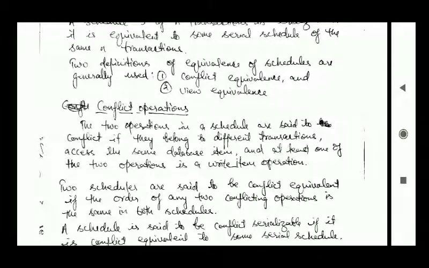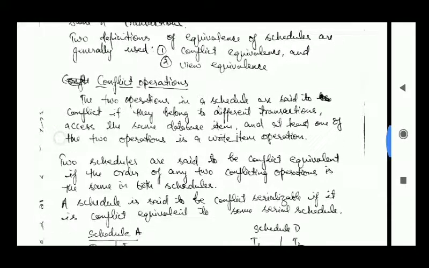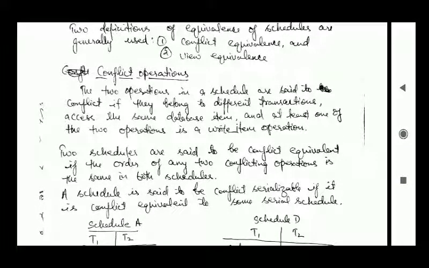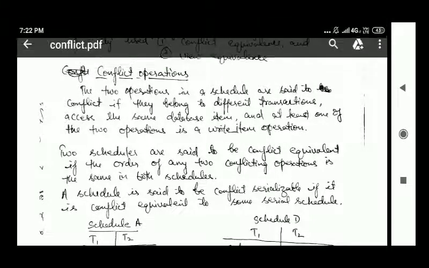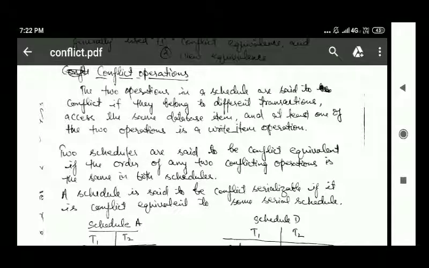But first of all, we need to study conflict operations. So what are conflict operations? Two operations in a schedule are said to conflict if they belong to different transactions, they access the same database item, and at least one of these two operations is a write operation.